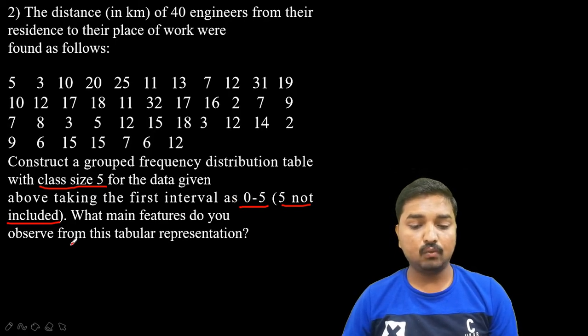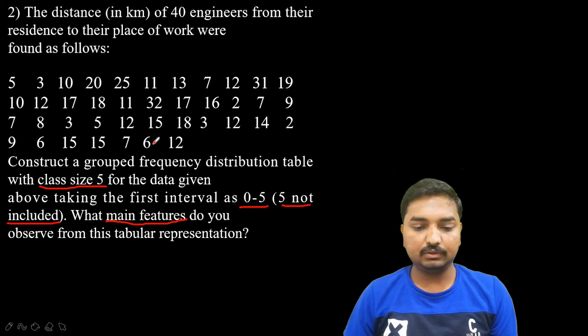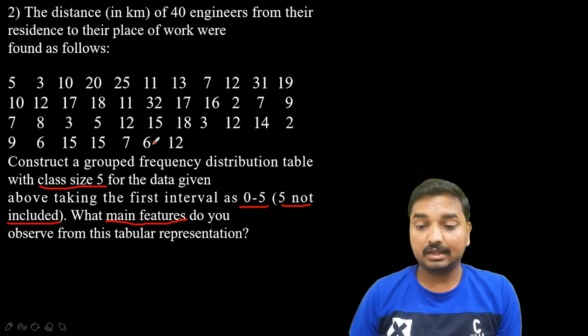Okay, and then what is the main feature? By this we need to draw some conclusion. Okay, let's see this one later. First we need to tabulate this, by constructing class intervals.